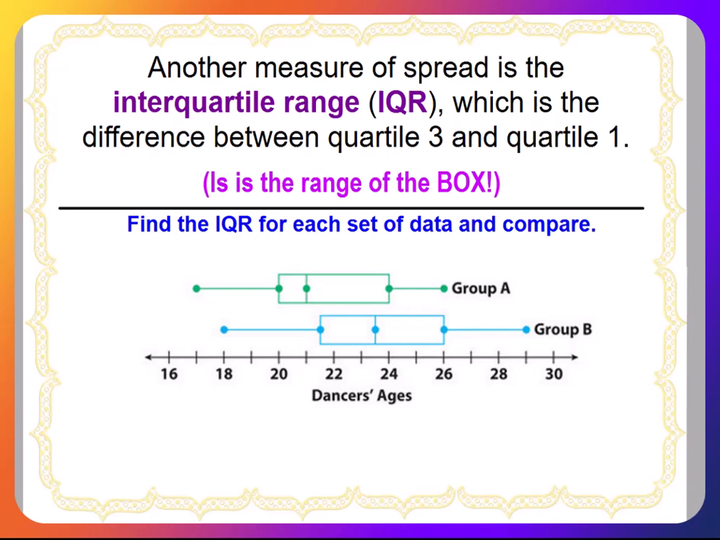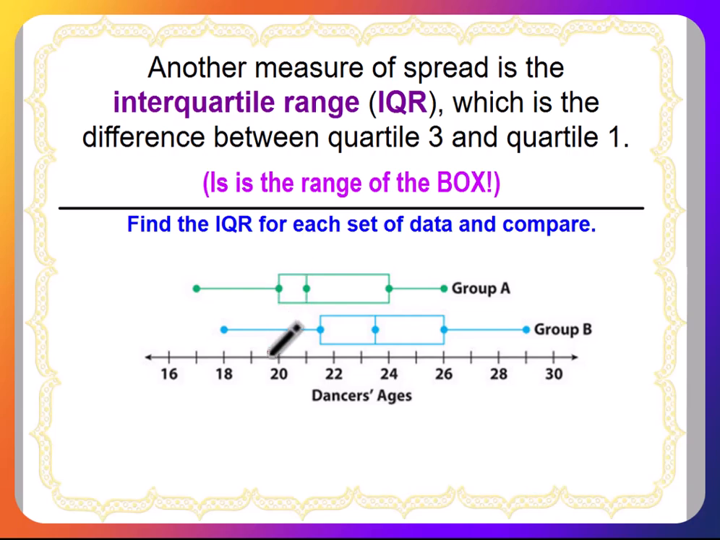Okay, another measure of spread is what we call the interquartile range, or the IQR. The clue words there, interquartile range. So you're finding the range of the quartiles. So basically you're finding the range of the box. To find the IQR, it's the difference between quartile 3 and quartile 1. So coming back to our dancers' ages box plots, let's find the IQR, the interquartile range.